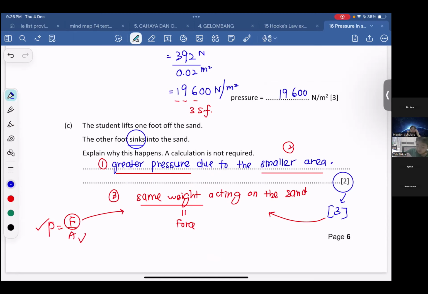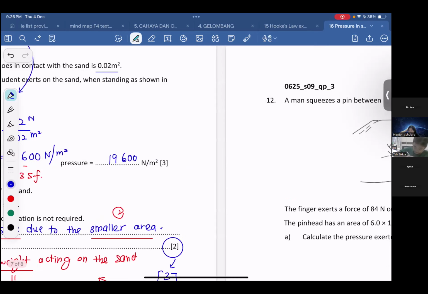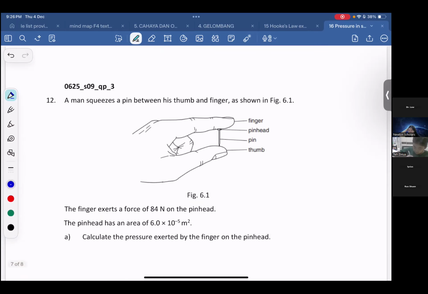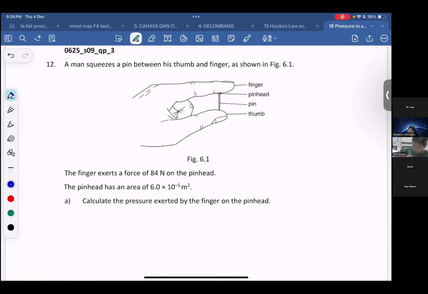Okay, is that clear? Horse area is less area above foot. Yes, correct. But if they got 3 marks, we talk one more point about the force. Okay? So next page. A man squeezed a pen between his thumb and finger.